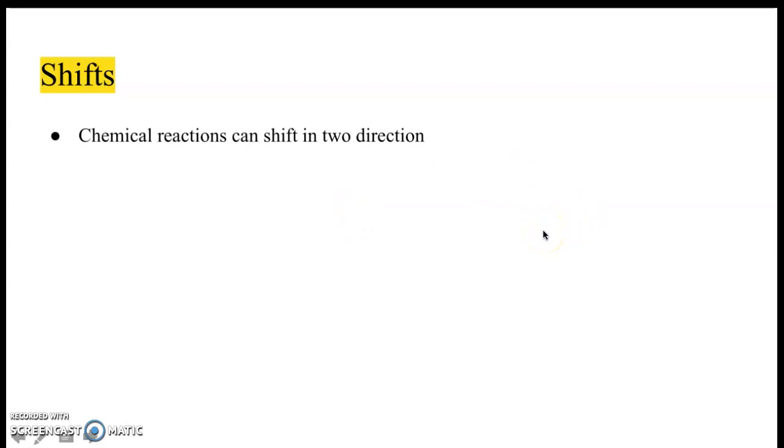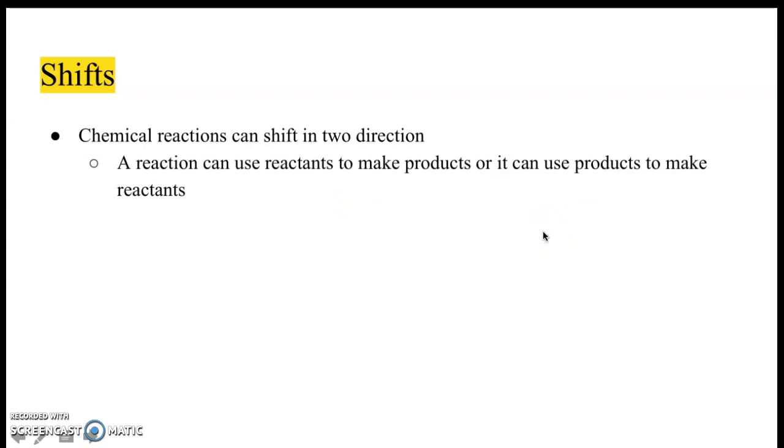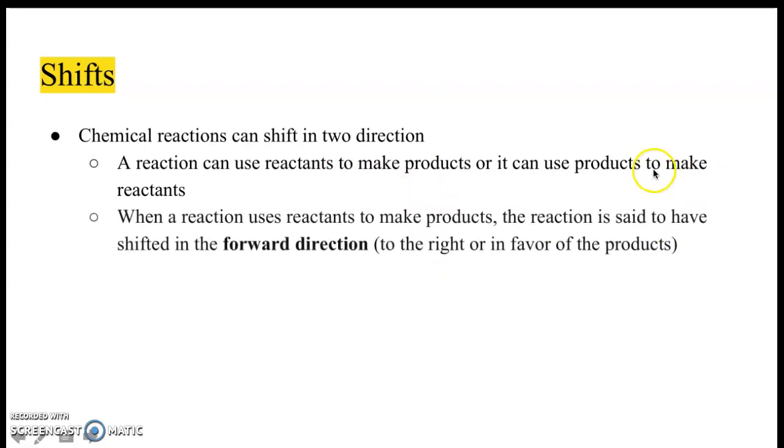So there's only 2 ways to shift. A reaction can use reactants to make products or products to make reactants. Reversible reactions, like we talked about in our last video. But when a reaction uses reactants to make products, the reaction is said to have shifted in the forward direction. It can also be considered a shift to the right or a favor of the products. But it's happening in the forward direction like we're used to from reactants to products.